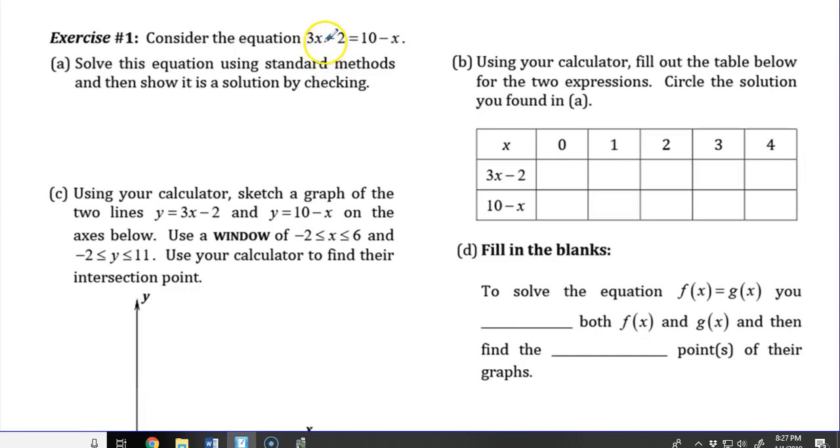So pause and go ahead and work this out. Play the recording when you're ready. Hopefully you took time to do that. If you didn't, please do it now.